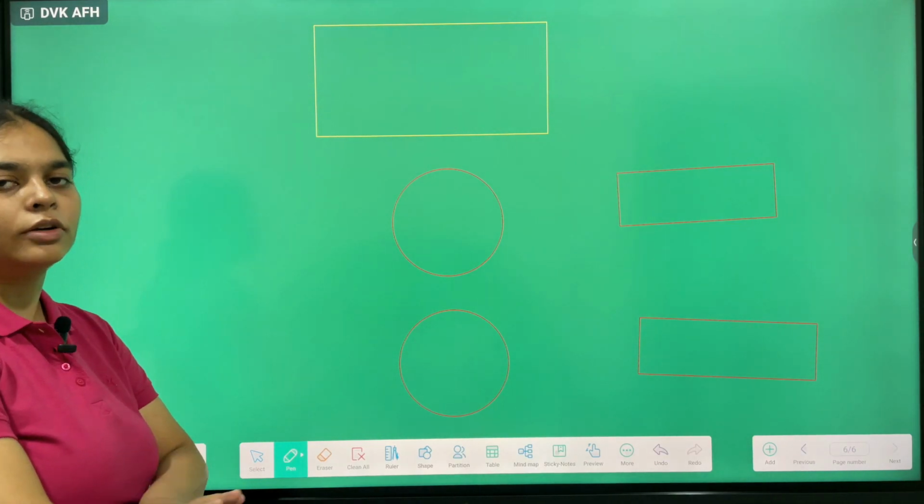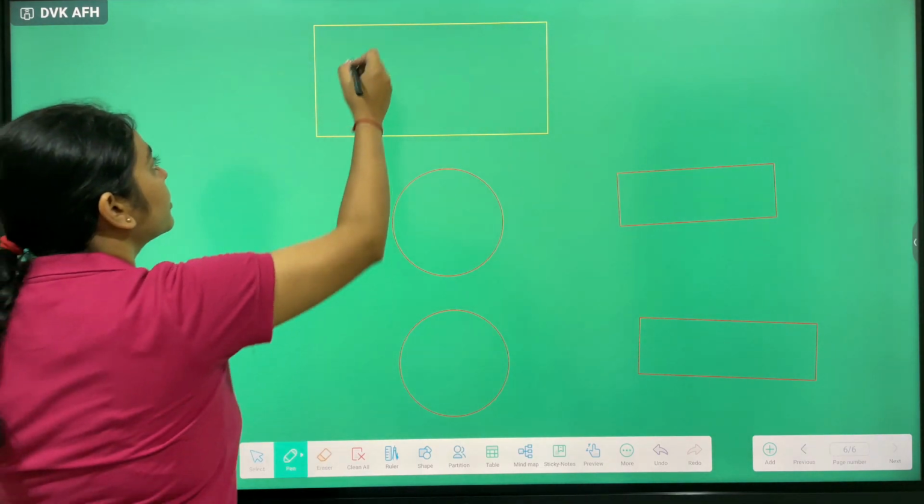So let us consider the outline or the diagram of this sampling. Here, this is population.